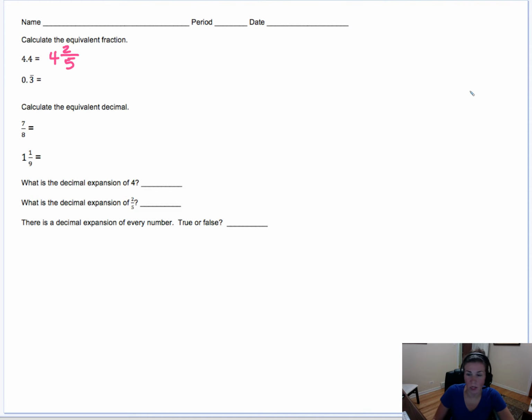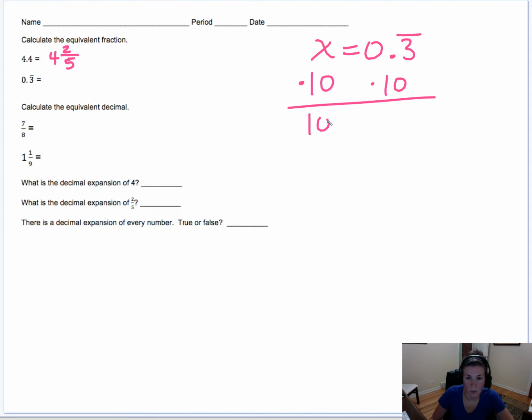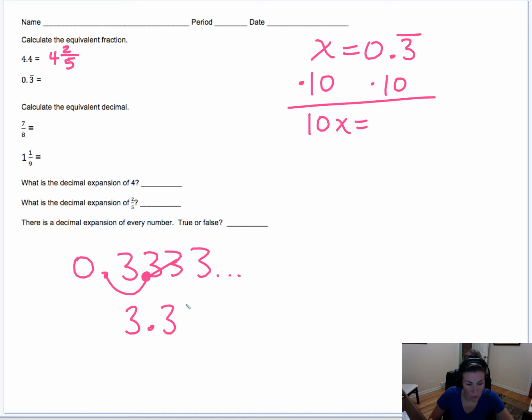Now for number 2, it's different because we have 0.3 repeated, so I can't just simply write 3/10. So I have to use the equation where I set up x is equal to 0.3 repeated. And since there's one digit that's being repeated, I'll multiply by 10 on both sides. So this would be 10x. 0.3 repeated, let me do this off to the side. Remember, 0.3 repeated means 0.3333 on and on forever. And since we're multiplying by 10, that decimal would move one place to the right, so we would end up with 3.3333, which would be 3.3 repeated.